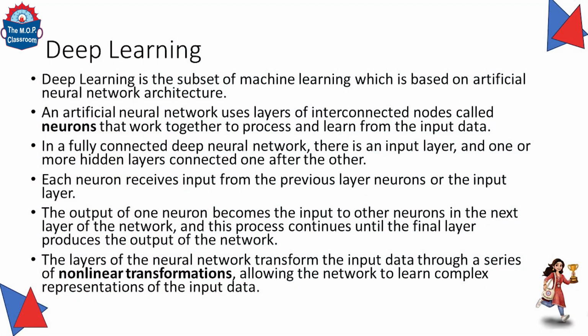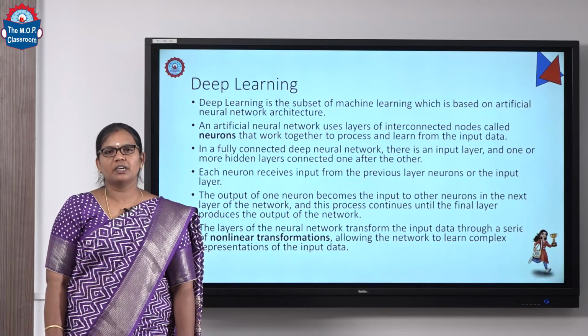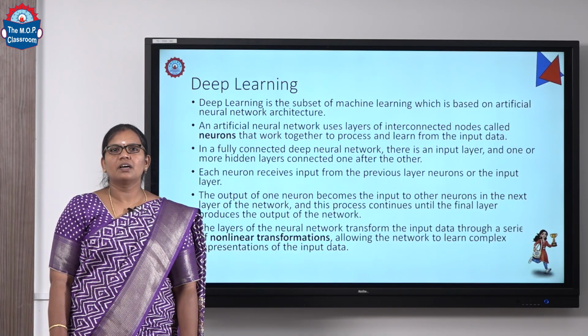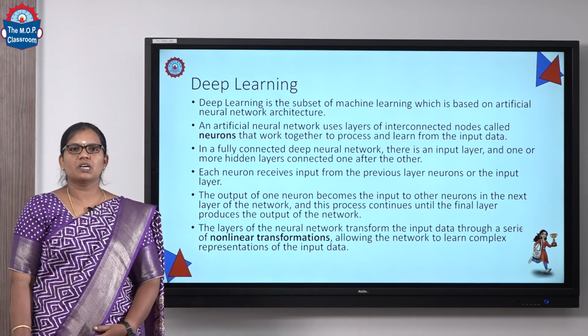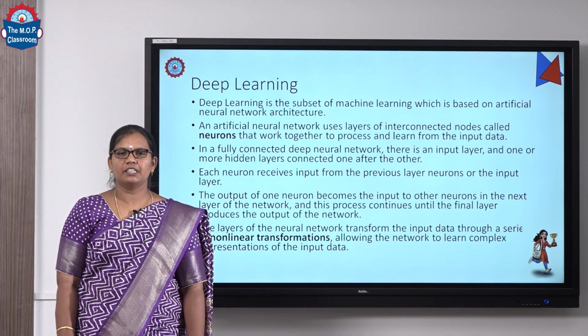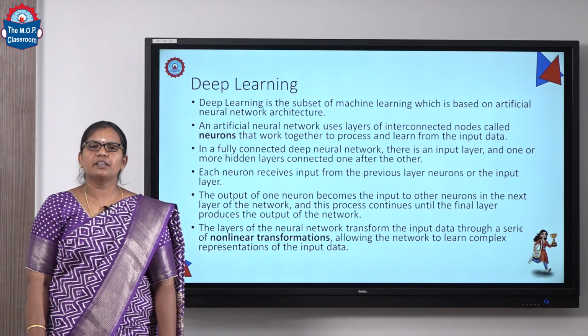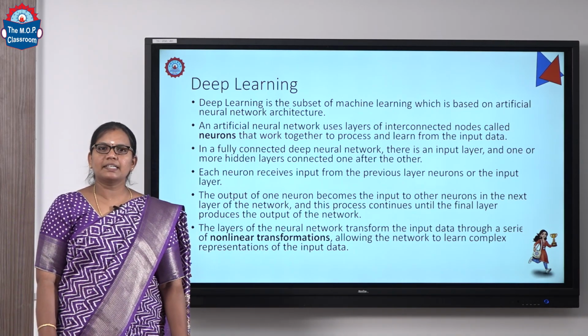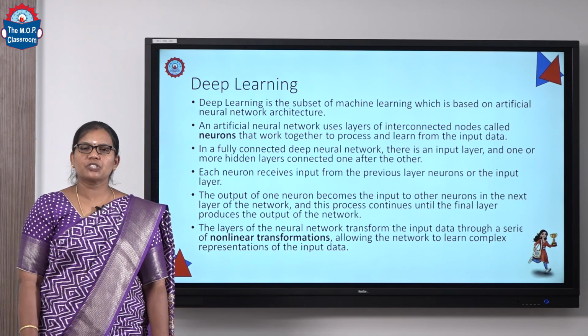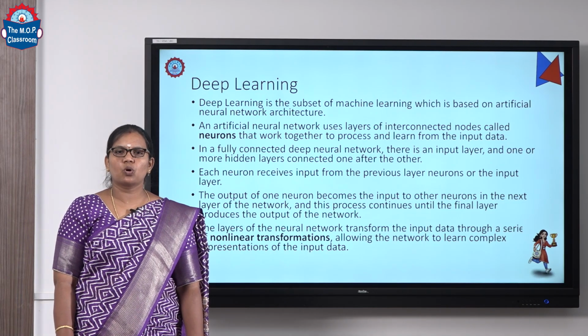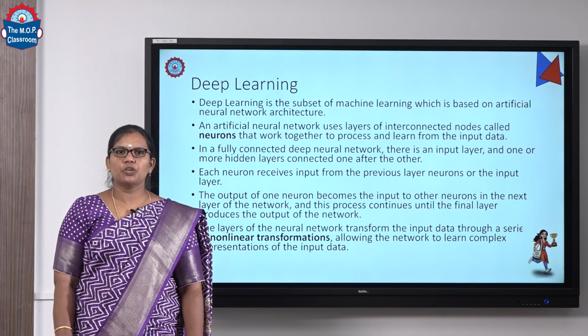Deep learning is an important subset of machine learning which mimics how the human brain works, and it also uses the architecture of artificial neural networks. An artificial neural network is the interconnection of multiple layers. Each layer has n numbers of nodes. The nodes are also called neurons, which mimic the human brain.